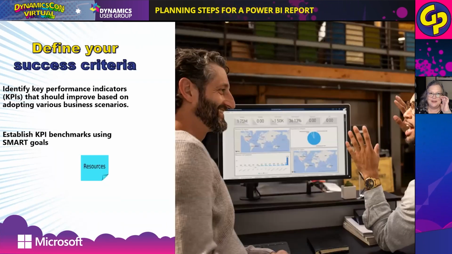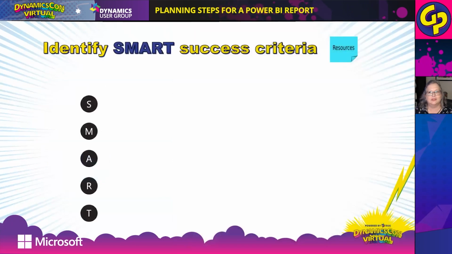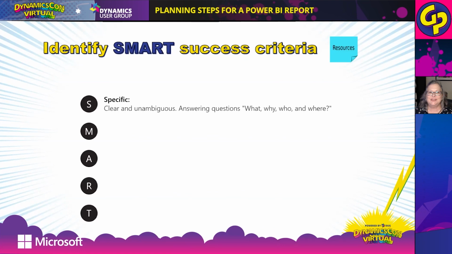More slides from the adoption guide. So when they talk about defining success there, they talk about establishing KPI benchmarks using SMART goals. And it's like, okay, what are SMART goals? Well, fortunately, slide number 19 answers that. So S is for specific. Make sure it's clear and unambiguous, right? What, who, why, where. Those are very specific things.